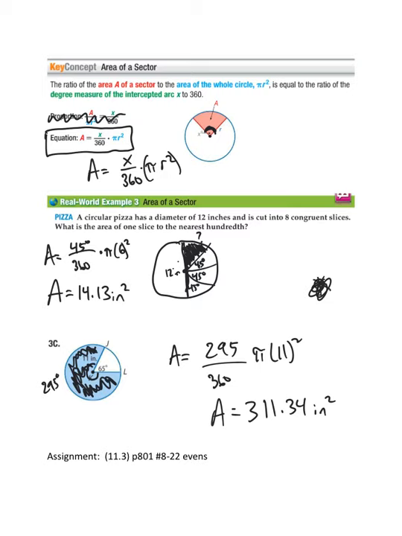All right. So that's circles and sectors, guys. Your homework, I've posted it there in Canvas as an assignment, so you guys can go ahead and work on that and submit it as usual.